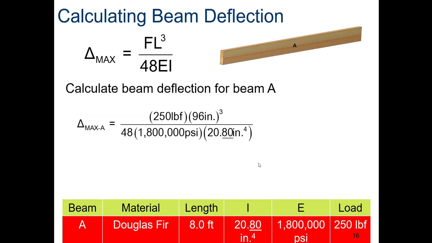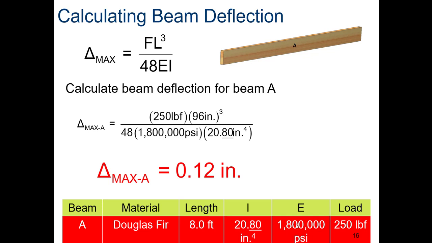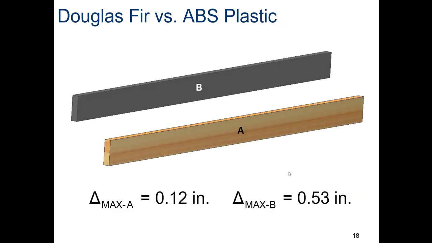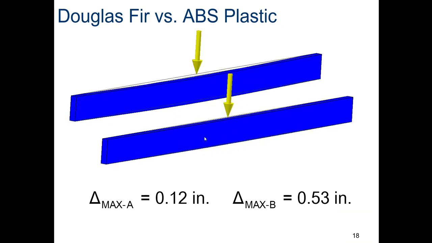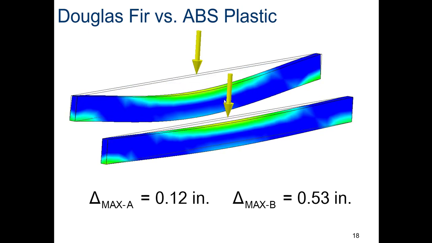So the wood is going to bend 0.12 inches when 250 pounds of force pushes on it, right? But it has a high moment of inertia. So remember, high E means high resistance to bending. Look, 1.8 million is much higher than 419,000. So the wood should resist bending much more. And this will bend 0.53 inches. So the wood will bend 0.12 inches and the plastic will bend 0.53 inches.